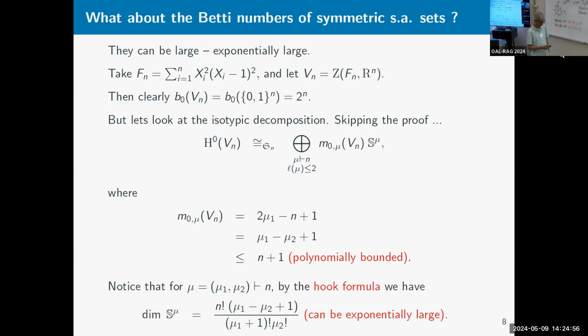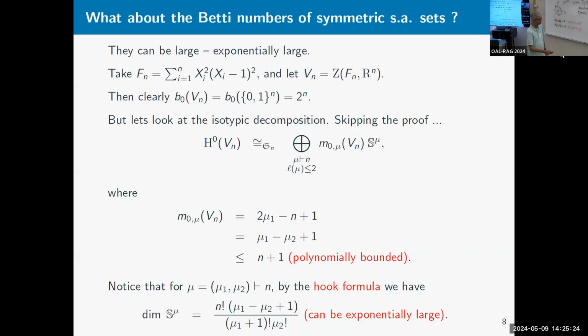But of course, the total dimension is exponential. There are only polynomially many partitions, or n many partitions, of at most 2 parts. Each one of them occurs with a multiplicity which is also very small. But of course, some of these, by the Frobenius formula, are dimensions of Specht modules that are exponentially large.